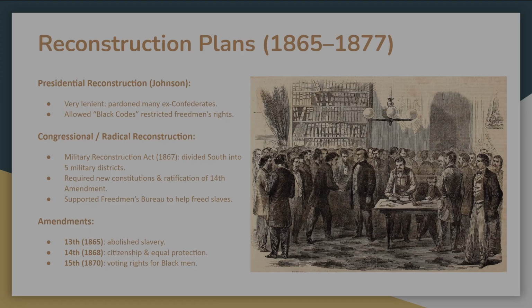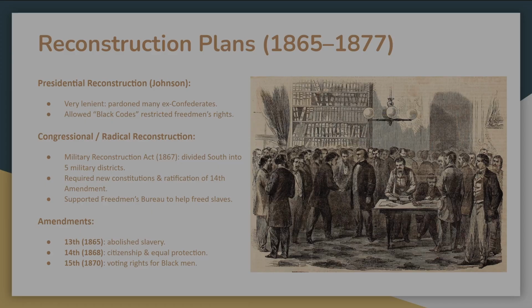Reconstruction plans. Presidential Reconstruction, by Johnson, was very lenient. He pardoned many Confederates, and he allowed black codes which restricted freedmen's rights. But then you have the radical Republicans in Congress. They had the Military Reconstruction Acts, which divided the South into 5 military districts. They required a new Constitution and ratification of the 14th Amendment, and supported the Freedmen's Bureau to help freed slaves.